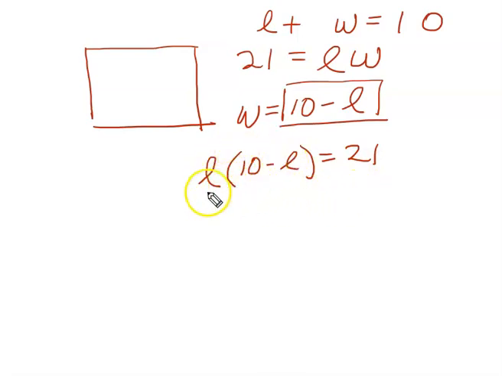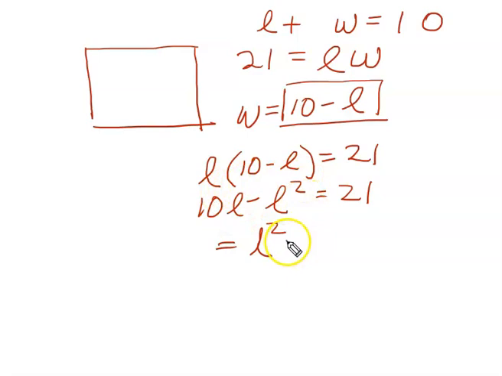And now we're going to multiply through, get rid of parentheses. We get 10L minus L squared equals 21. Now we want our L squared to be positive, so I'm going to move my L squared to this side where it becomes positive. Move this to this side where it becomes negative. And then we have a plus 21, and that equals 0.